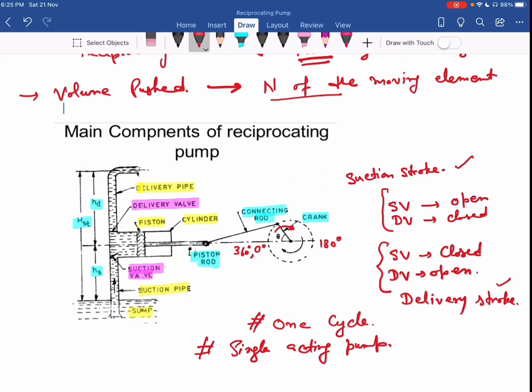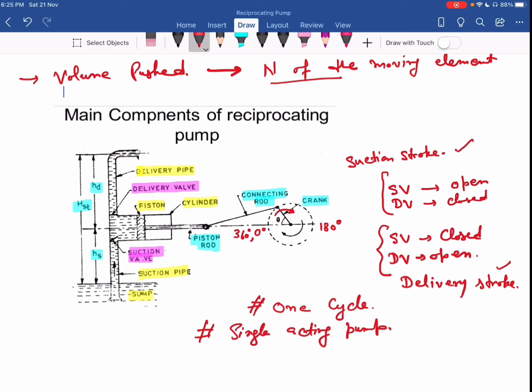So when I talk about the working of this reciprocating pump, you can see my crank rotates from 0 to 180 degree. There is suction stroke. So water from sump comes into the cylinder, and that time suction valve is opened, delivery valve is closed. And when crank rotates from 180 degree to another 180 degrees, that is to 360 degrees, that is my delivery stroke. So at that time, the suction valve is closed and delivery valve is open. So there is discharge available along the delivery pipe.